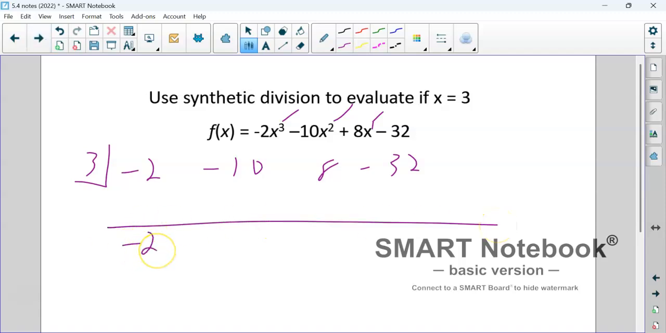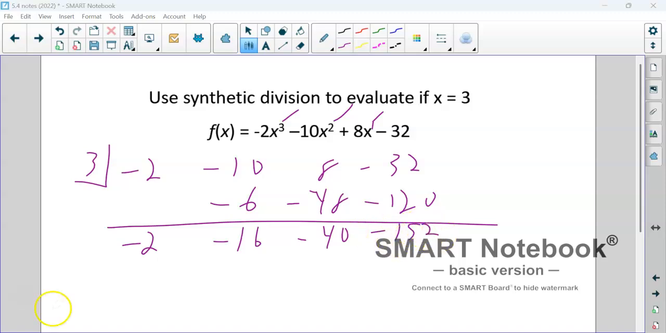Drop the -2. Multiply by 3. Drop down, add down, -16. Multiply by 3. That'd be -48. -48 plus 8 is -40. Times 3 is -120. And -120 plus -32 is a little bit bigger number, -152. So that is our answer, the negative 152. When we evaluate, that's what we get.